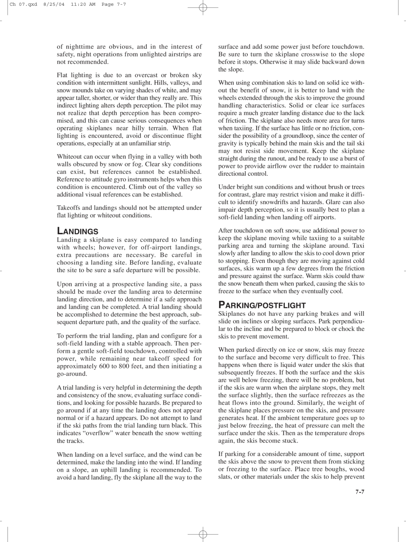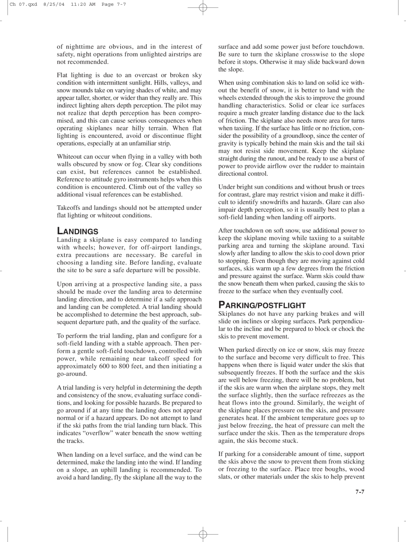When landing on a level surface, and the wind can be determined, make the landing into the wind. If landing on a slope, an uphill landing is recommended. To avoid a hard landing, fly the skiplane all the way to the surface and add some power just before touchdown. Be sure to turn the skiplane crosswise to the slope before it stops. Otherwise it may slide backward down the slope.